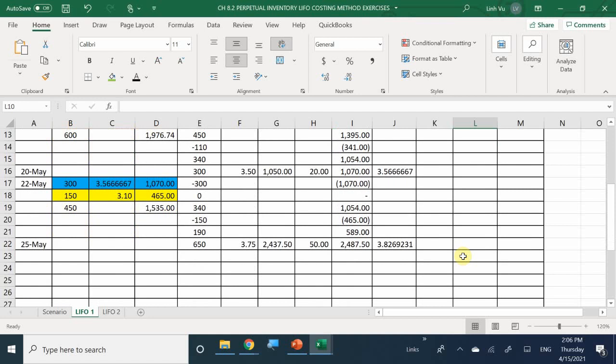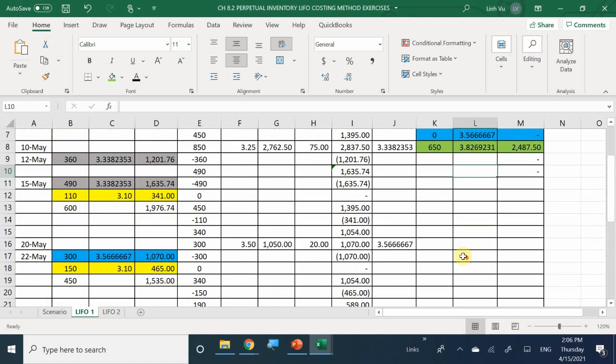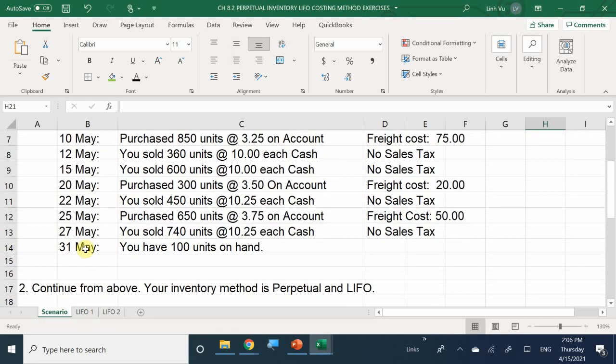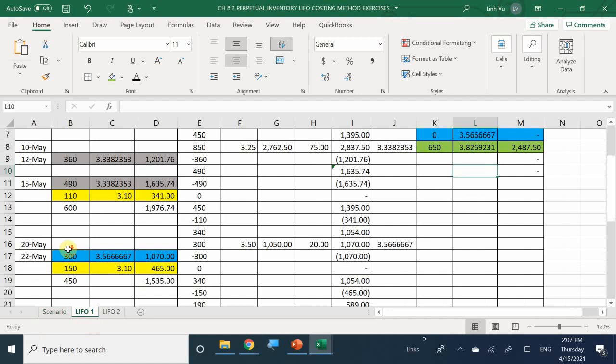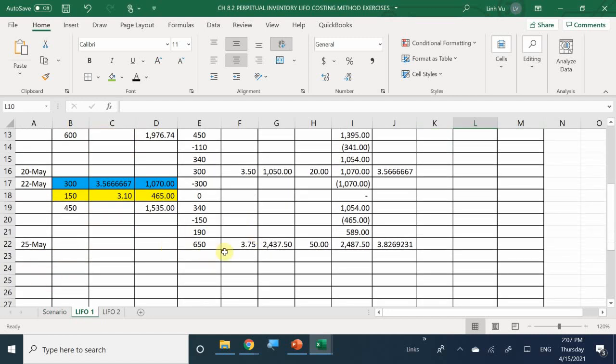Okay. Everyone good so far? All right, let's see what the second to last scenario is. So what happened on the 27th of May? 740 at 1025. Good. So we sold another additional 740 units. Let me just make sure I write this information down. It is now May 27th. We sold 750. Okay. Let's take a look at our batches now.